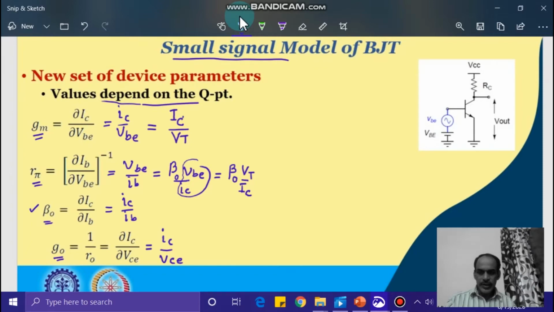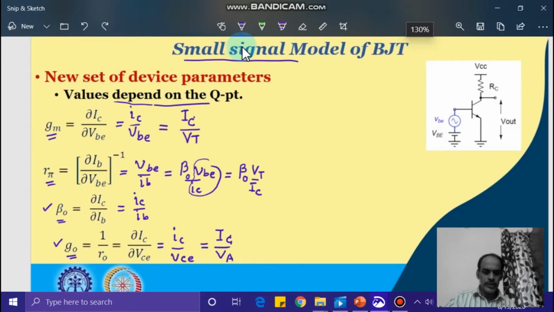Likewise, when you consider g_o, its definition is given here, and it can be expressed, once again, in terms of the operating point, namely I_C, divided by the device parameter, the Early voltage V_A.